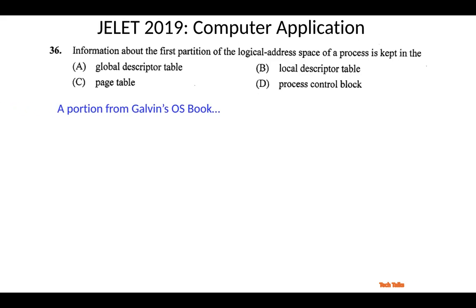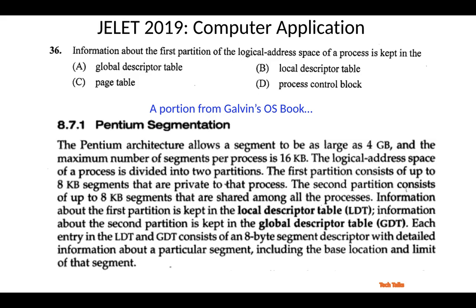Let me show you some portion from Galvin's OS book. Now concentrate on these two lines. The information about the first partition is kept in the local descriptor table, known as LDT, and the information about the second partition is kept in the global descriptor table, GDT. For details you can read from this book, section 8.7.1. Okay, moving on to the next question.